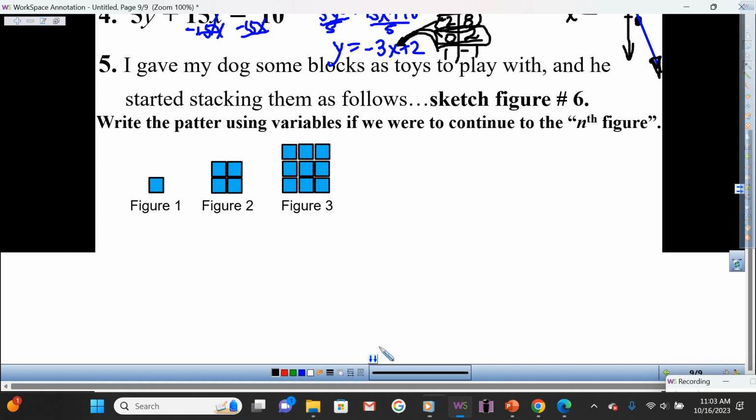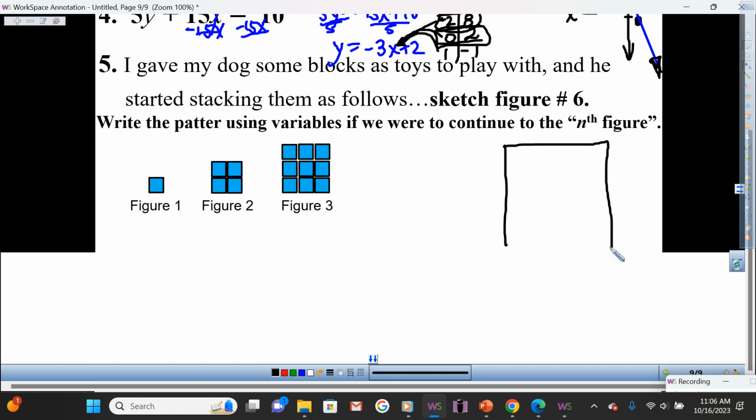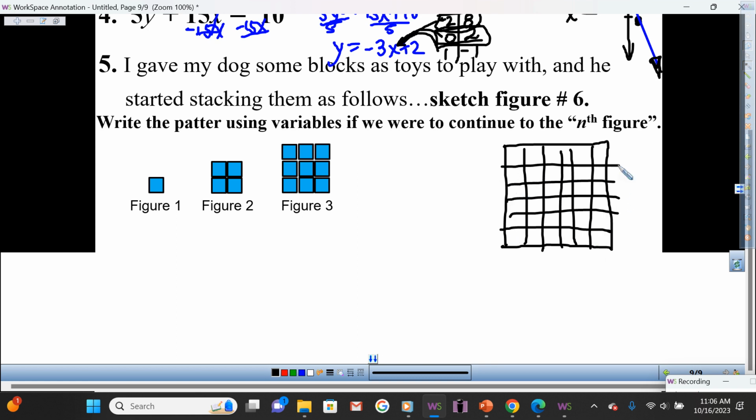What was our 6th figure? Brandon. Felix. 6 across and 6 down. Hands if you got that. All right. 6 across, 6 down. That means 1, 2, 3, 4, 5. 1, 2, 3, 4, 5. So that should be the 6th figure.